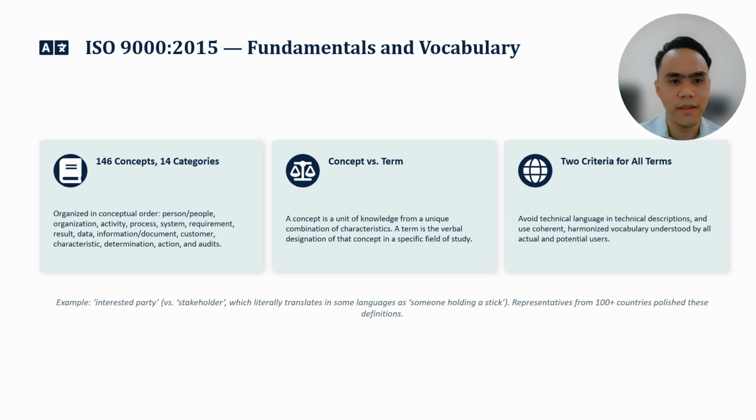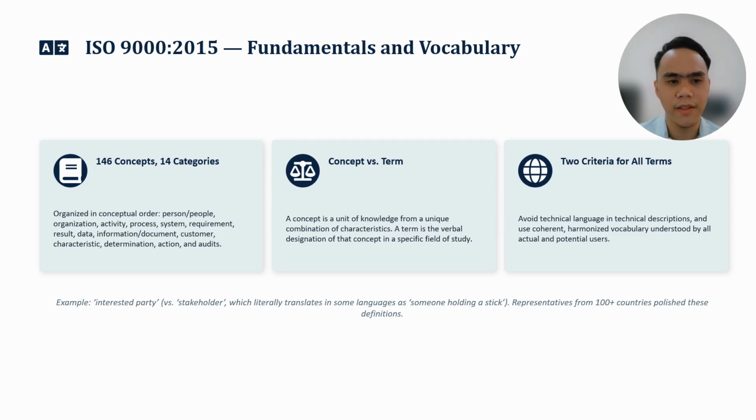The standard contains definitions built on many person-years of research and consultation. In total, 146 concepts and their associated terms are organized in conceptual order across 14 categories: person or people, organization, activity, process, system, requirement, result, data, information, customer, characteristic, determination, action, and audit.